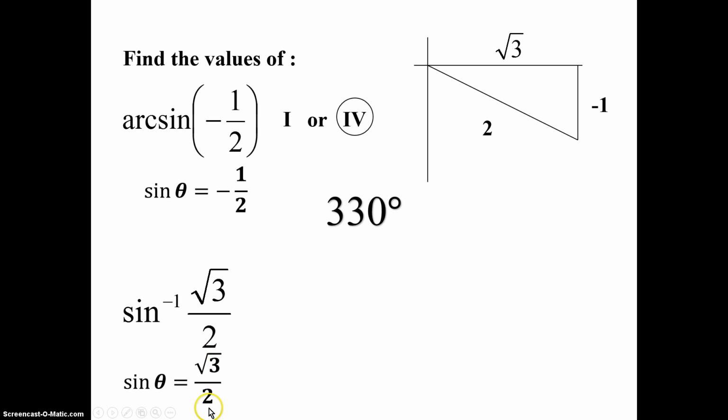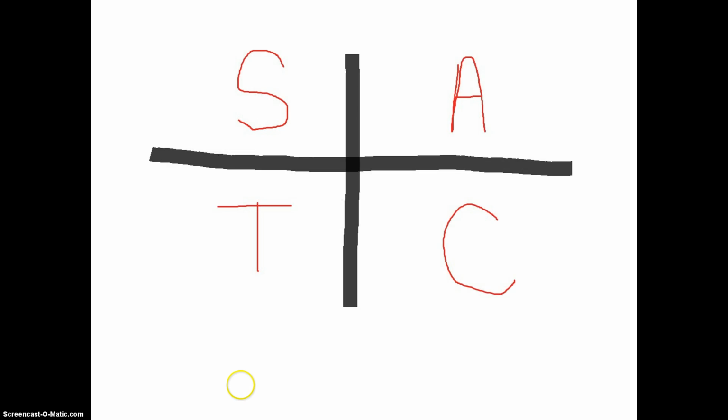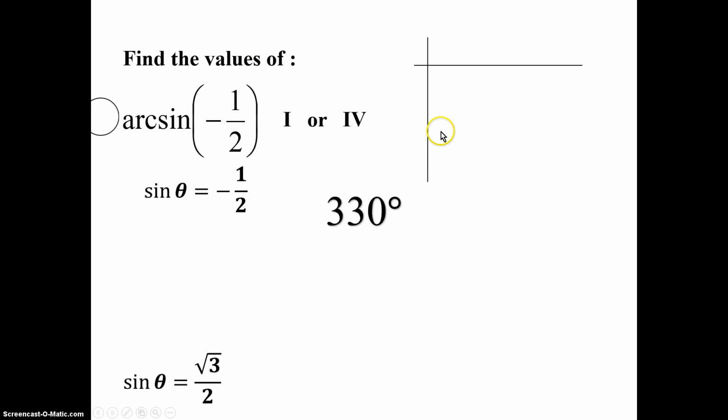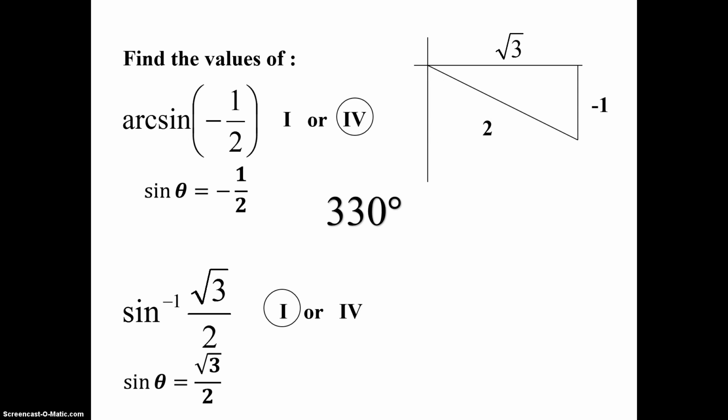Well, this time my answer is positive. So if you go back, here are quadrants 1 and 4. My sine answer is positive. So where is sine positive? In this quadrant. So we're actually in quadrant 1. Basically, what we're saying is if we're in quadrant 1, I'm going to have a sine value. In other words, your y-coordinate will be square root of 3 over 2.